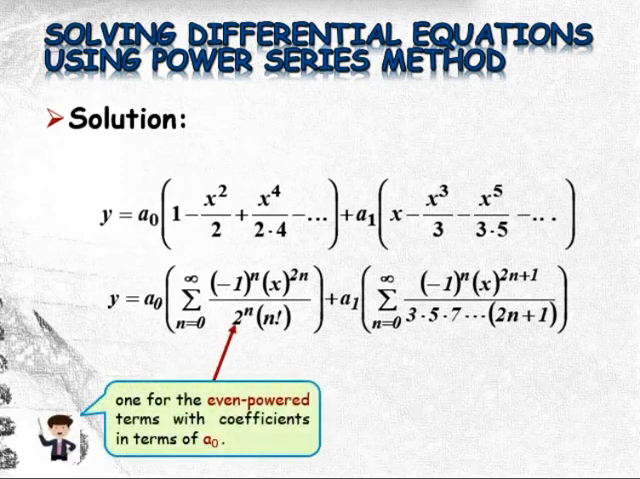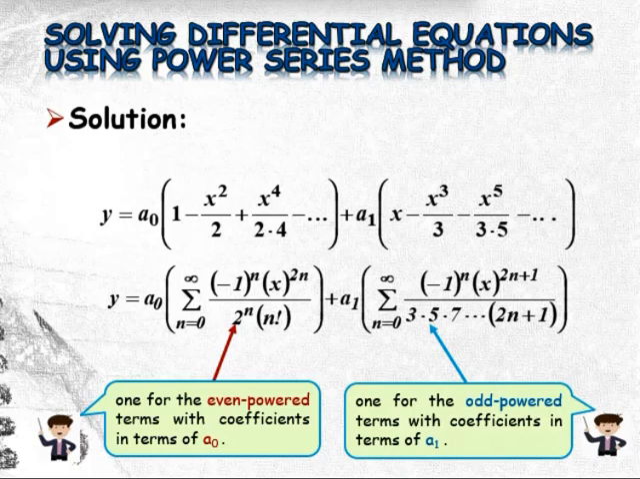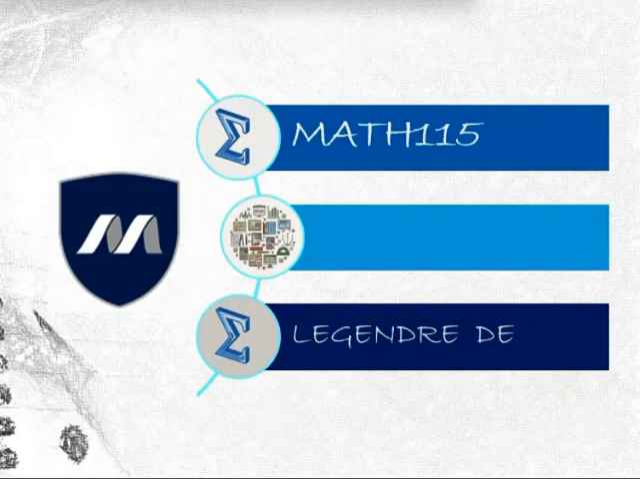So, again, we conclude that for a second order differential equation, you will end up with even powered terms for the coefficient of a sub 0 and odd powered terms for the coefficient of a sub 1. So that's all for the discussion of power series solution to differential equation. Next time, we are going to discuss a special differential equation called Legendre differential equation.